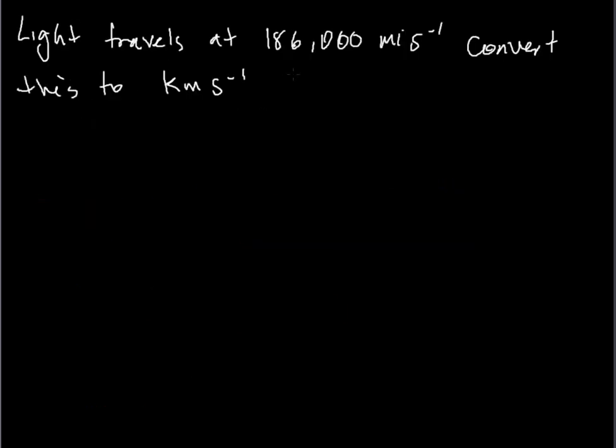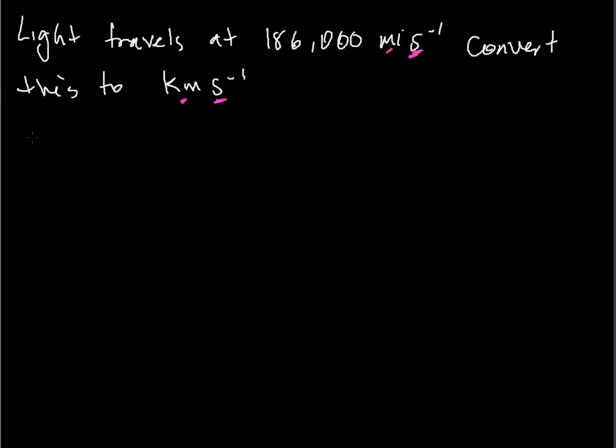Alright, so moving on to our next question, we have light travels at 186,000 miles a second. Convert this to kilometers a second. Notice in this case that we are not doing anything with our time units. They remain the same. That stays in seconds. What we're doing is converting our miles to kilometers. And so we want to find a conversion factor which shows us how many kilometers is in a mile.